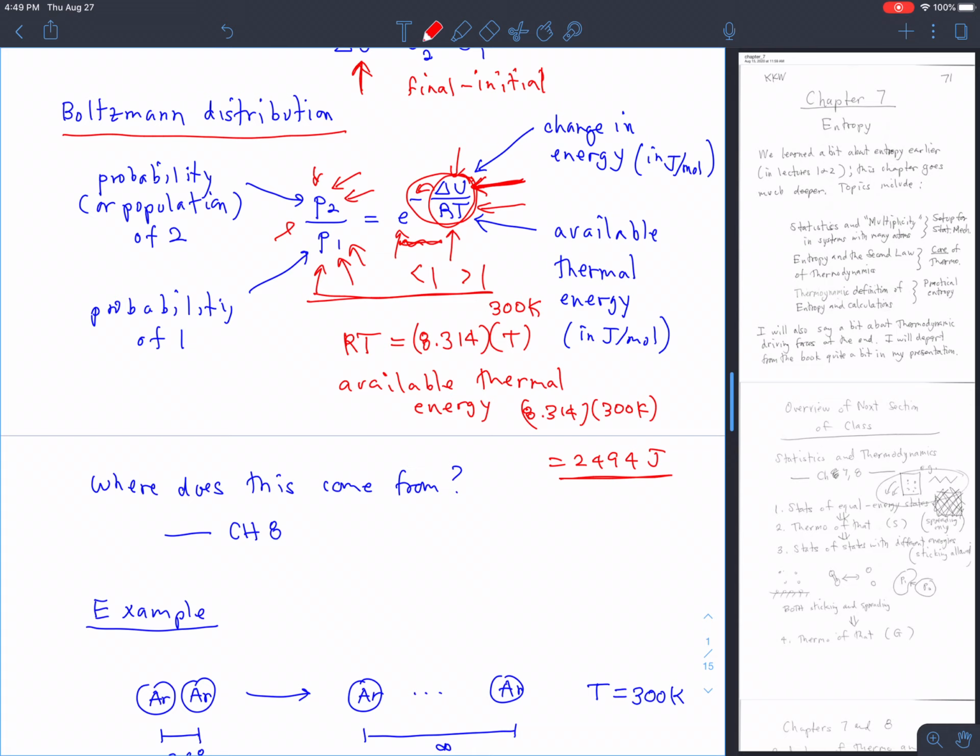If delta U is much greater than RT, then this exponential will either be an exponential of a big positive quantity or a big negative quantity, which means that one of these two probabilities is much greater than the other one. One of the two probabilities, really, we don't see at all, and the other one is dominant. On the other hand, if delta U is much smaller than RT, then this whole quantity up here is close to 0, and in that case, this ratio is near 1, which means we're going to see both probabilities more or less in some kind of nearly equal ratio.